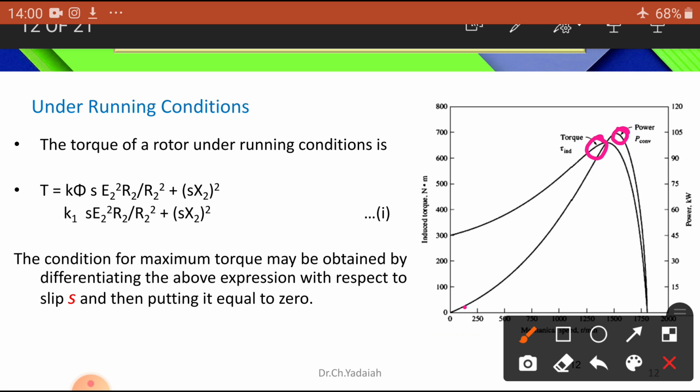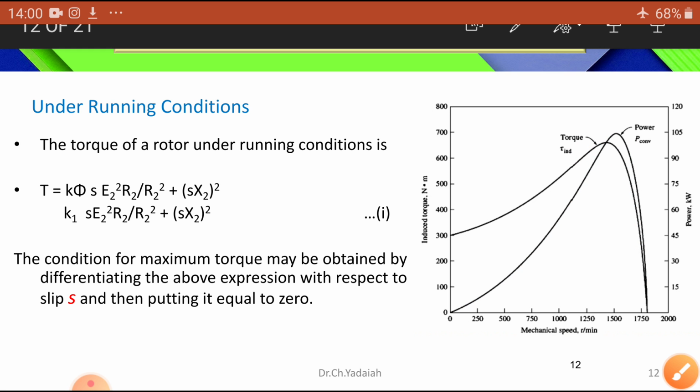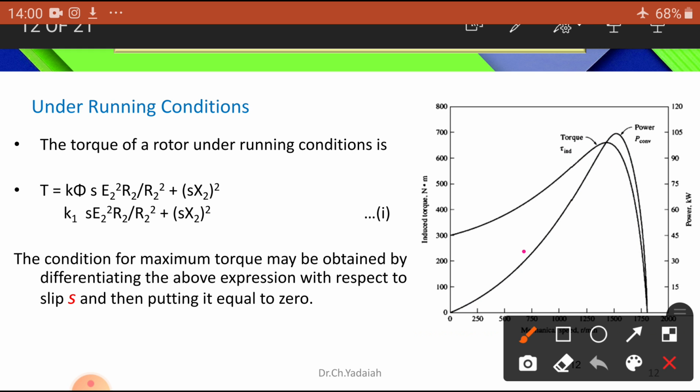The torque slowly increases from 0 at standstill condition up to near the rated speed. If the slip is increased further, then suddenly the torque decreases. So I want to know at what condition this is going to occur. So there are two cases, case 1 and case 2, and you can see what the torque is.